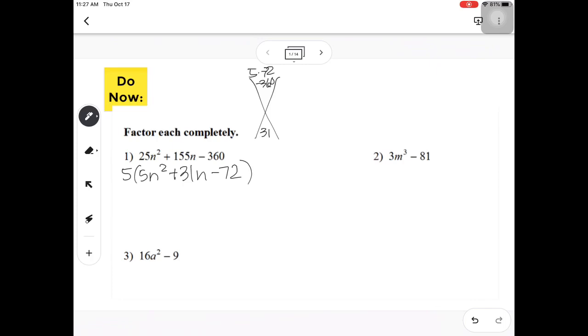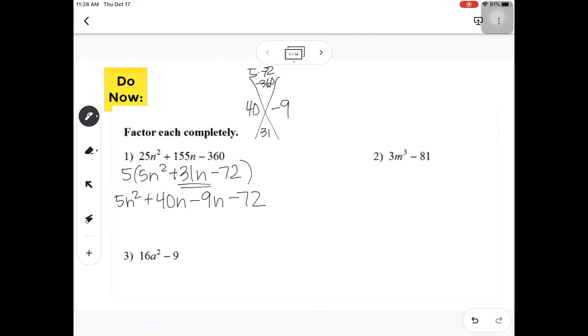What you're doing is going through and trying to find 2 numbers that when you multiply them together give you negative 360, and when you add them, they give you 31. Once you go through all the options, what will work is 40 and negative 9. The 40 and negative 9 is what we replace the 31 with. For right now, I'm going to ignore the 5, the GCF. I'm going to replace the 31 with 40n minus 9n minus 72.